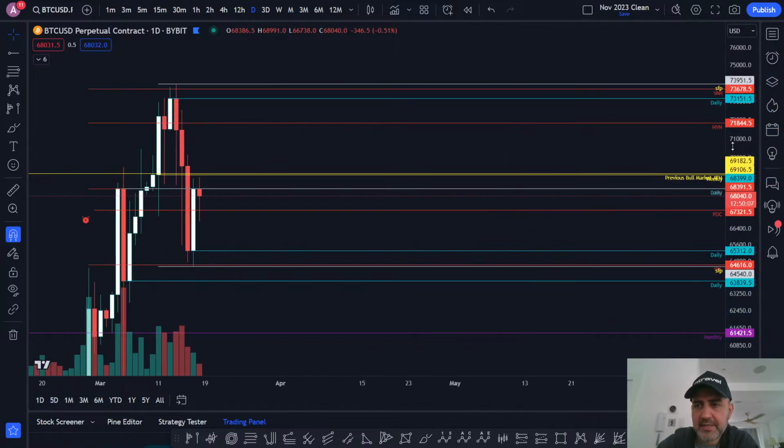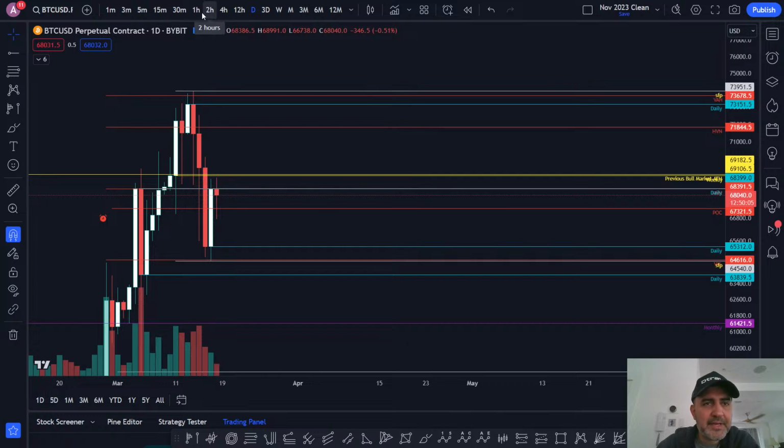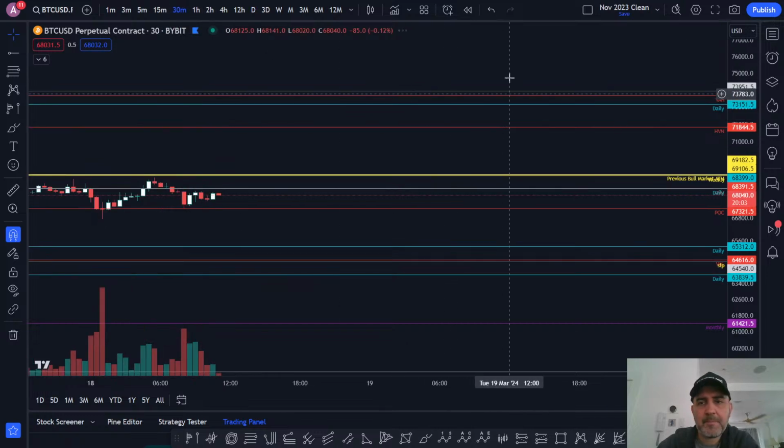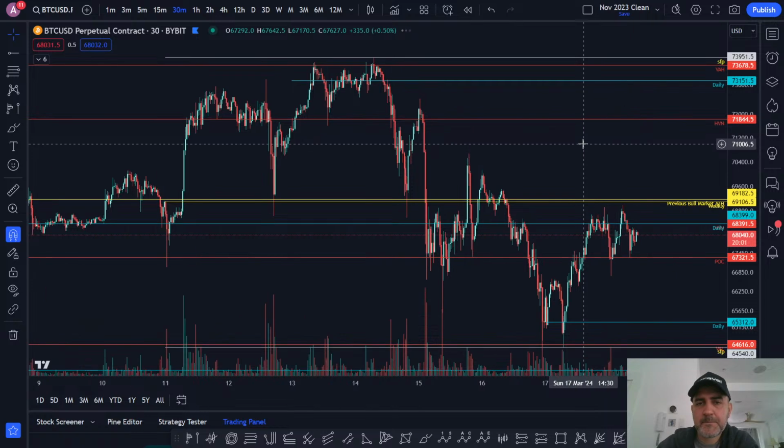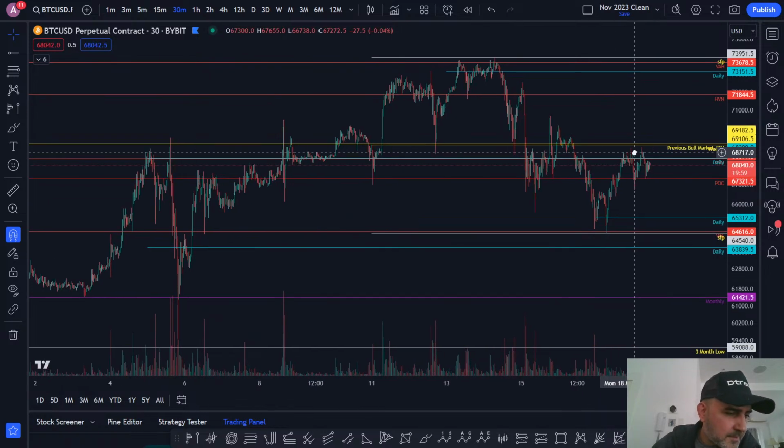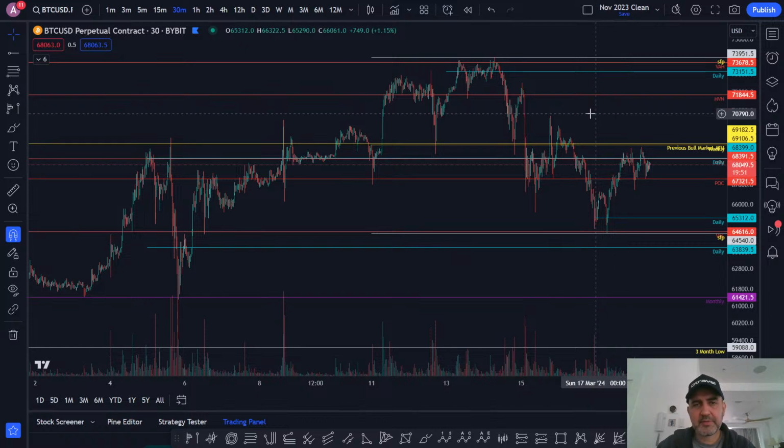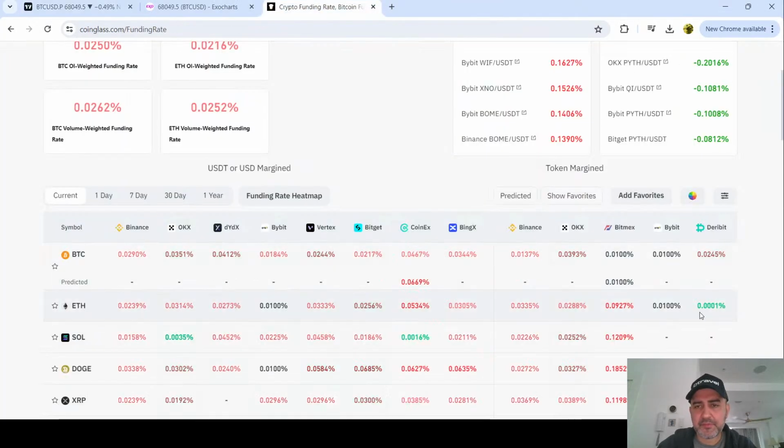Okay, that's it. Let me zoom in a little bit now and let's have a look at the local time frame. Remember there's two Bybit ones here. I only really pay attention to the inverse perpetuals, Sebastian. He was referring to the funding rate. I only really pay attention to that one.